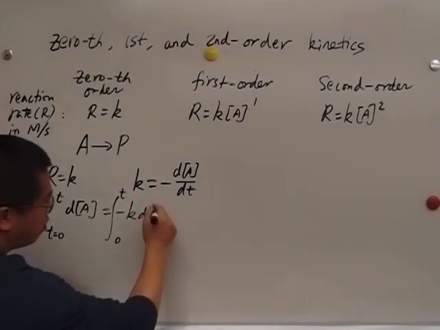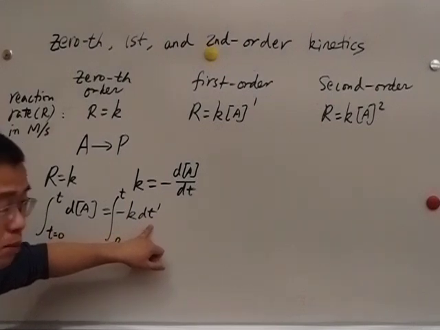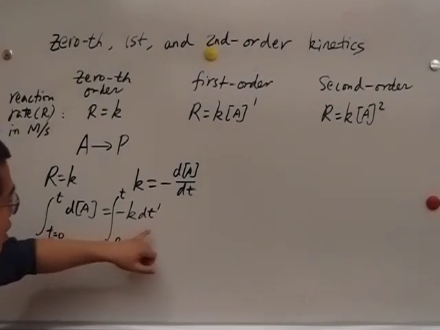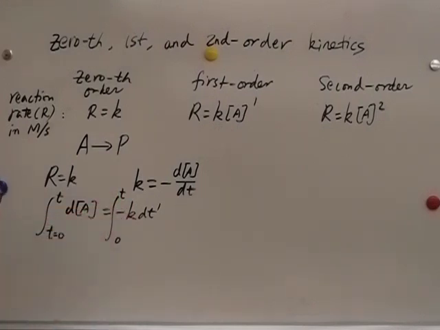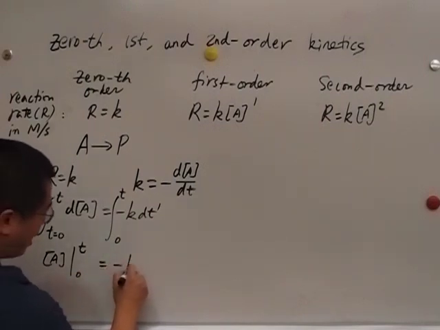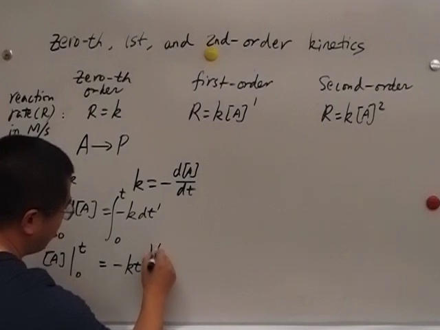However, to be more rigorous, we need to change this dummy variable t to t prime, because we used t as the upper limit of the integral. And then we simply integrate both sides. This one is simply just A. We go from 0 to t equals negative k t prime, and t prime is from 0 to t.